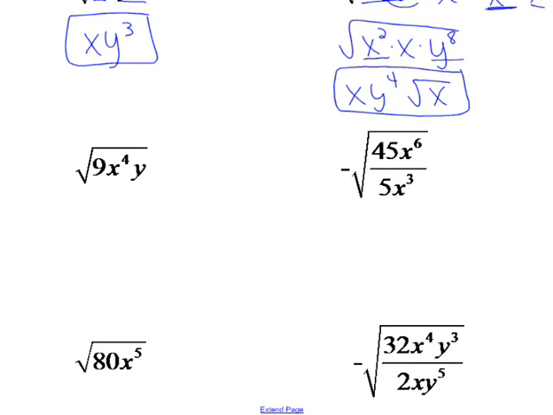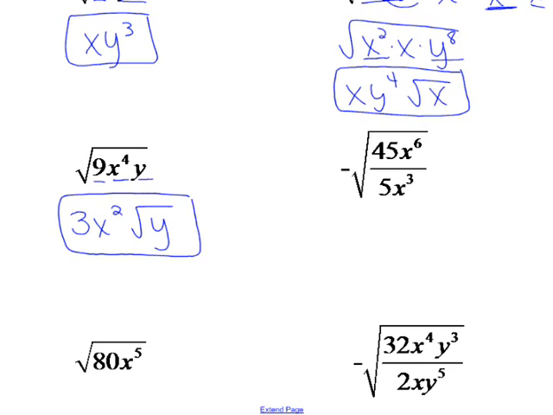This one is a perfect square. X to the 4th is a perfect square. Y is not a perfect square, but there's nothing we can do to it because its exponent is 1. So the square root of 9 is 3. The square root of x to the 4th is x squared, and we leave the square root of y inside.